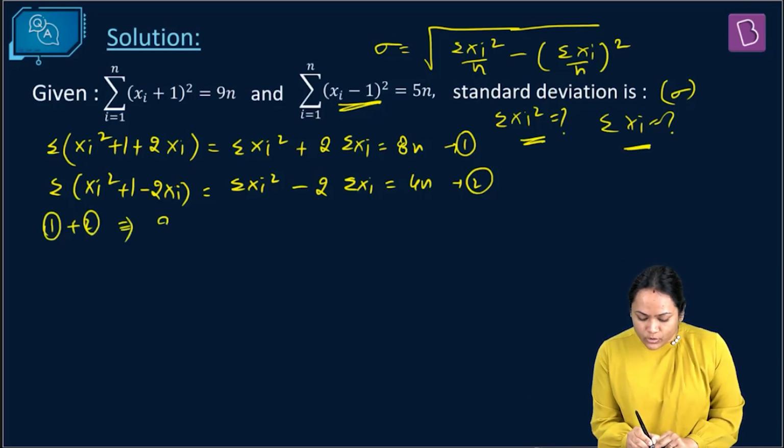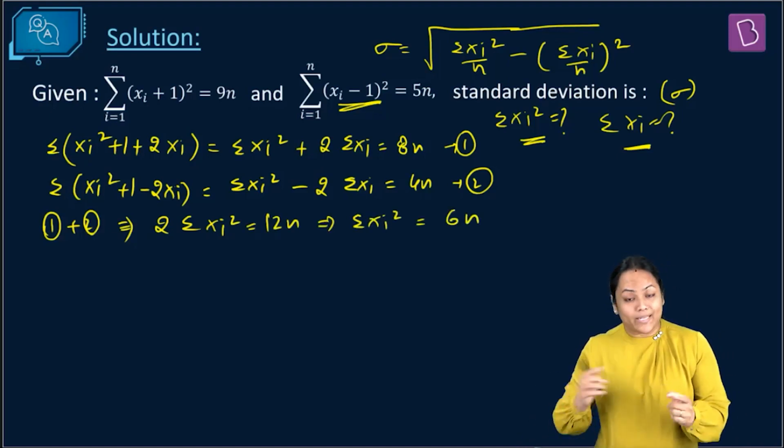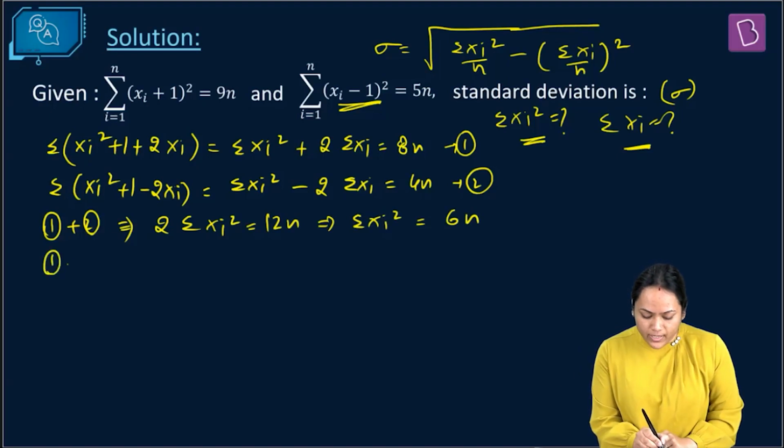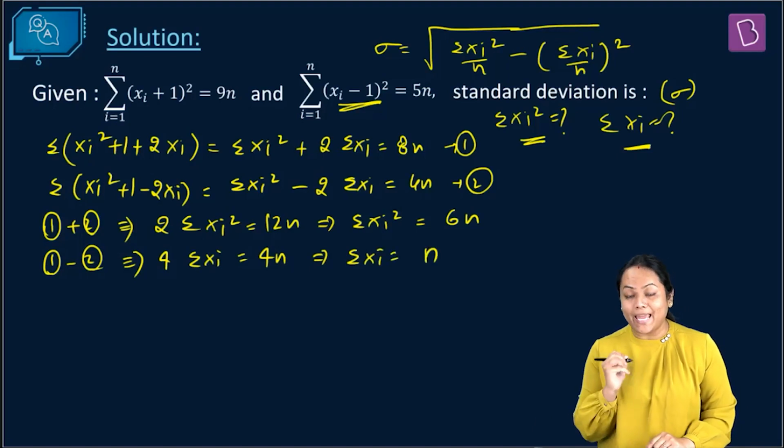When I do that, it's going to become twice summation of xi square is equal to 12n. That means my summation of xi square is 6n. Similarly, when I subtract, when I write 1 minus 2, it's going to give me 4 times summation of xi is equal to 4n. That means summation of xi value is n.